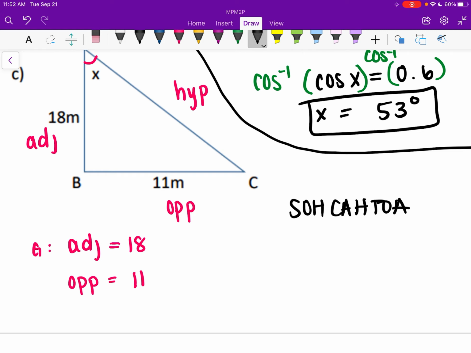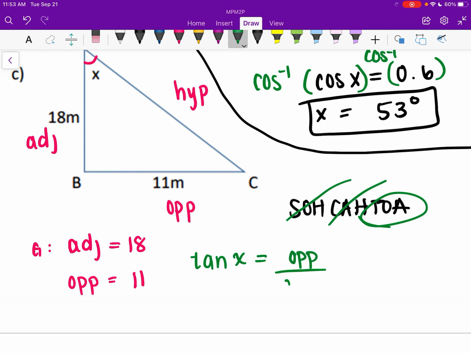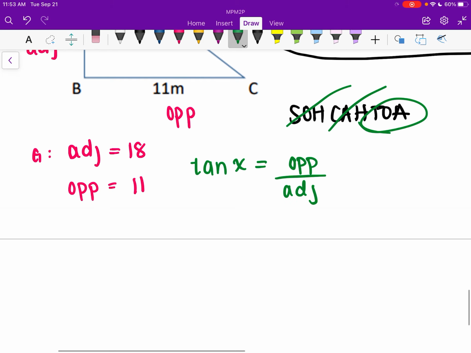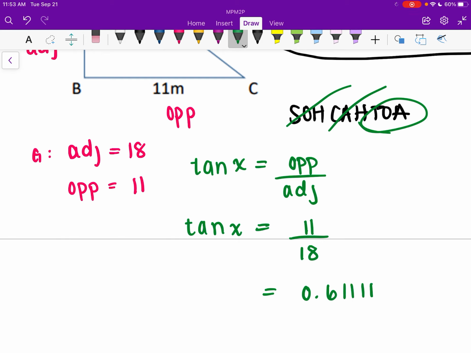So from SOHCAHTOA, we don't have the hypotenuse, so I can't use any of those. I need to use tan, right? So tangent x is equal to opposite over adjacent, right? So tan x, our opposite side is 11, our adjacent side is 18. Let's go do that math and just divide them. Is equal to 0.61111. How do I get rid of the tan? I gotta do the inverse.